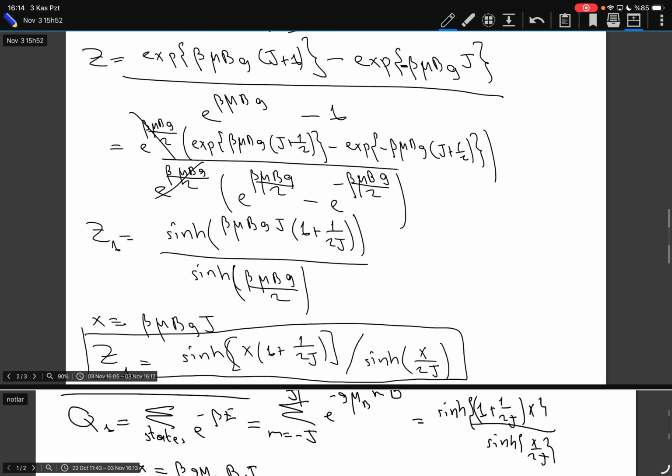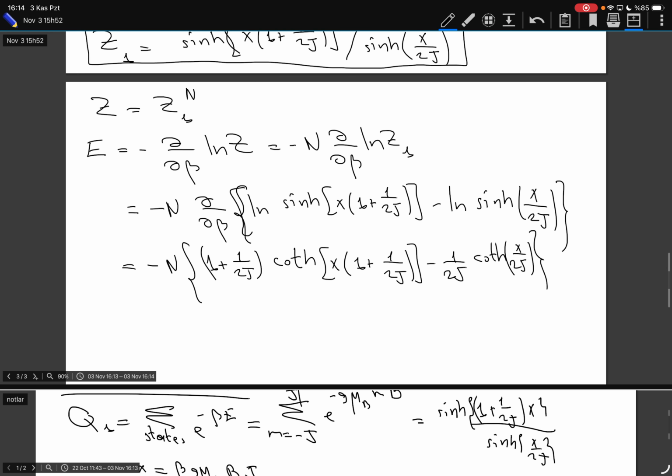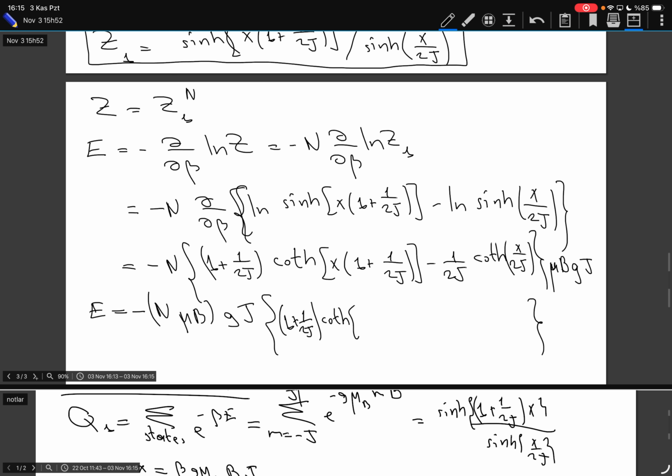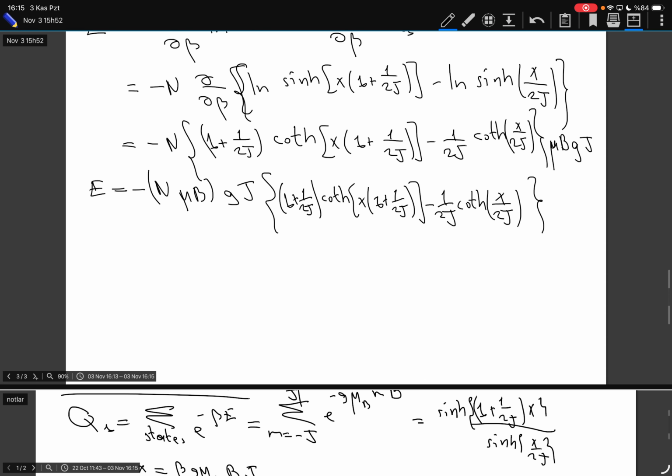Well, remember the definition of x here. This is my definition of x, so if I take the derivative with respect to beta, that would give me mu bg times j, times all that 1 plus 1 over 2j. So this is the energy of my system.